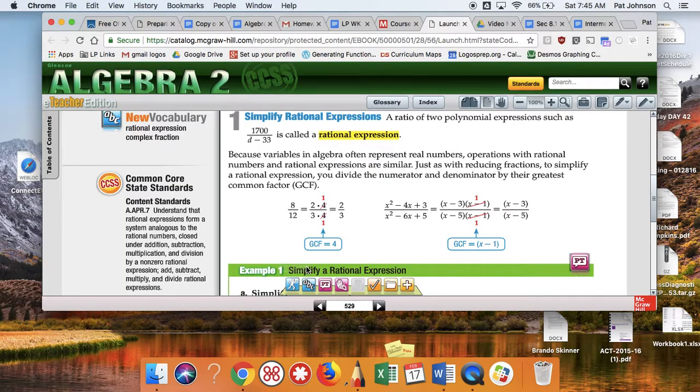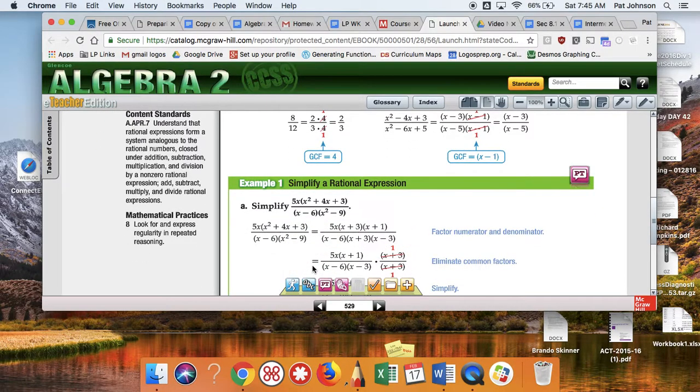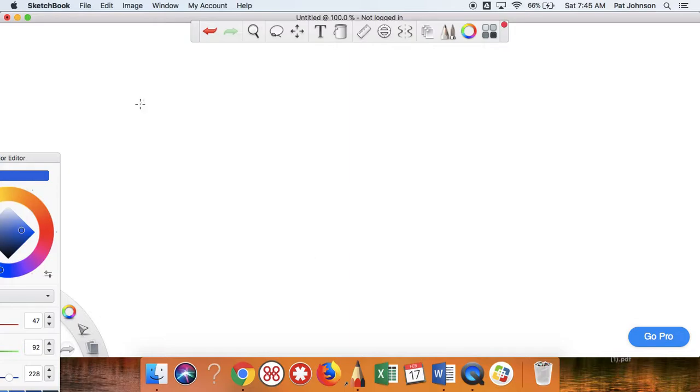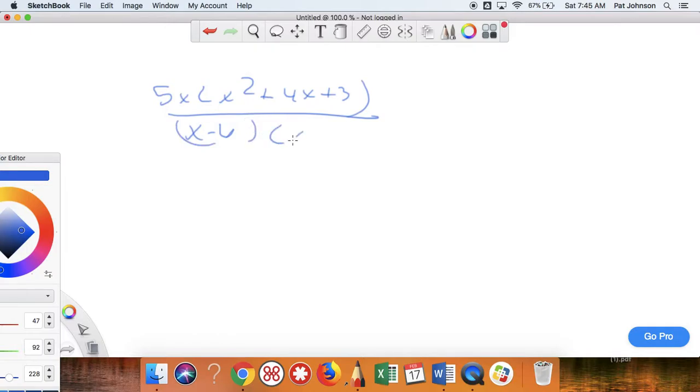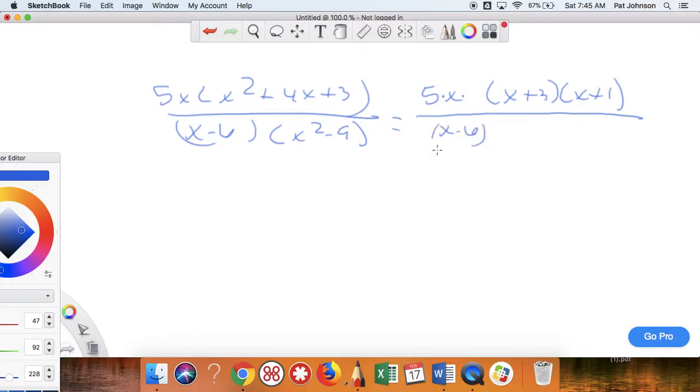Let's look at example 1. They want us to simplify. So we're first going to simplify this: 5x times x squared plus 4x plus 3. So we will have to write the problem out. Then we're going to factor. So this is times, so I've got 2 factors here because there's 2 numbers times each other. This becomes x plus 3 times x plus 1. Then we have x minus 6 times x minus 3 times x plus 3.